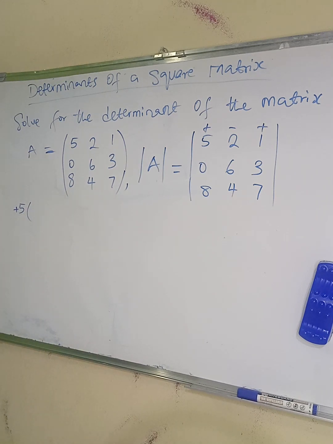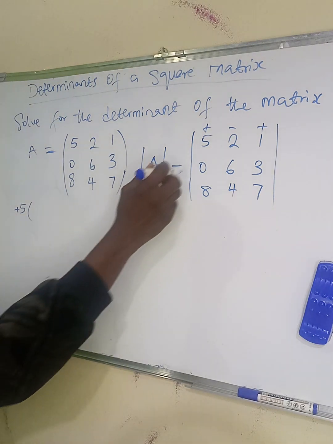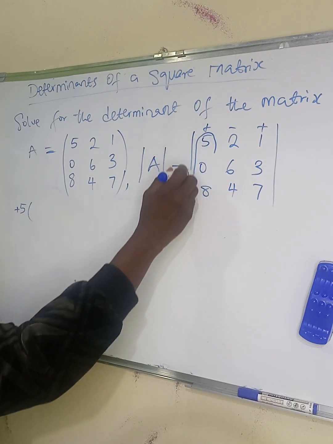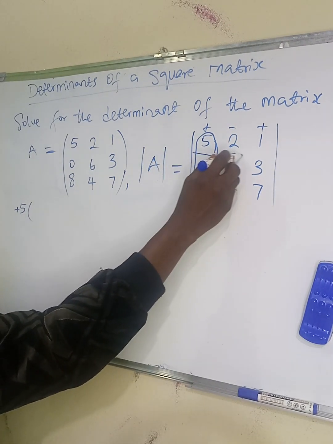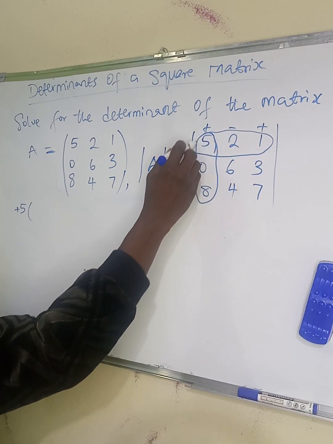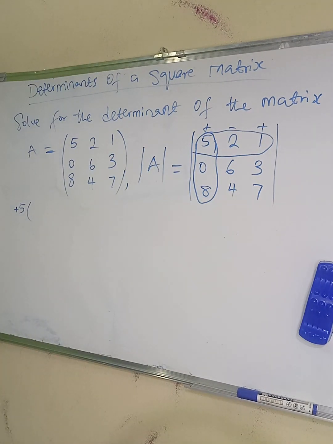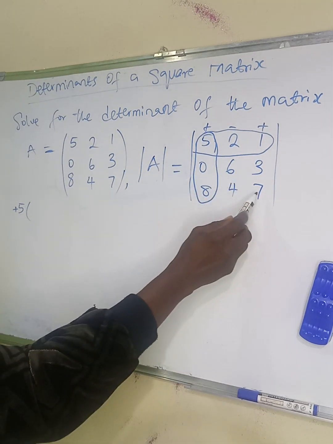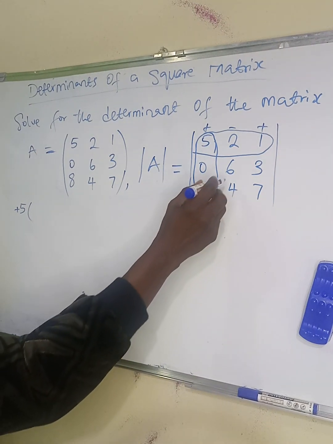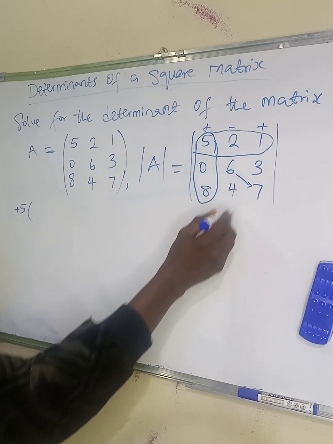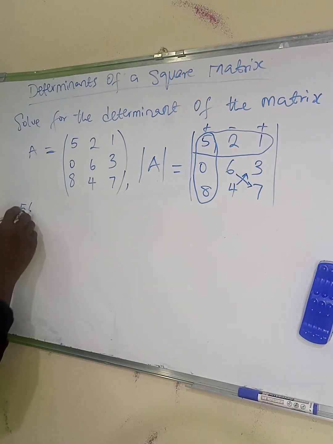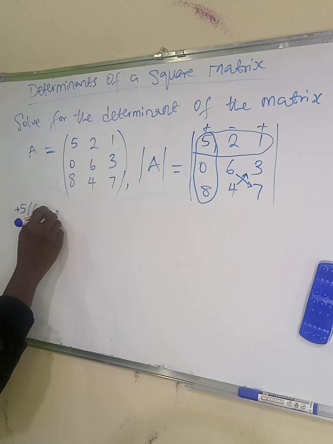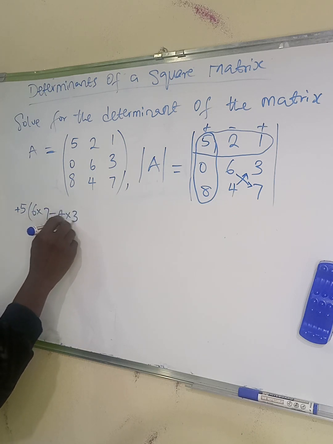Plus 5, okay? Now everything that affects 5 in row and column, you are going to circle them, saying, oh, I have eliminated these ones. You see, I'm circling 5. I've circled it in the column. I'll also circle everything that affects it in the row. So what is left is 6, 3, 4, 7. Now I'm going to have 6 times 7 minus 4 times 3. That's how the arrow goes. So 6 times 7 minus 4 times 3.